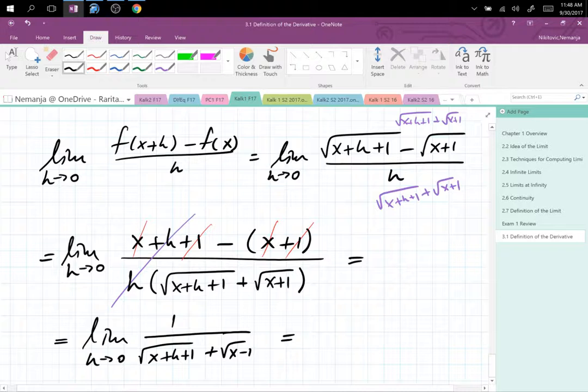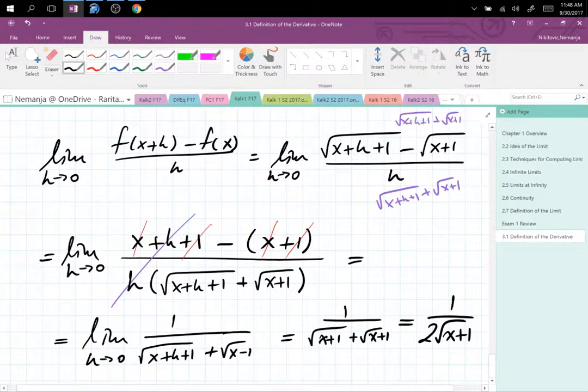And when you plug in, what you get is 1 over square root of x plus 1 plus square root of x plus 1, which is this. This time you did not get a slope. You did not get 1 over 8. You did not get 1 over 20. What you got this time is a function that will generate those slopes as you plug in the value for x. You see that?